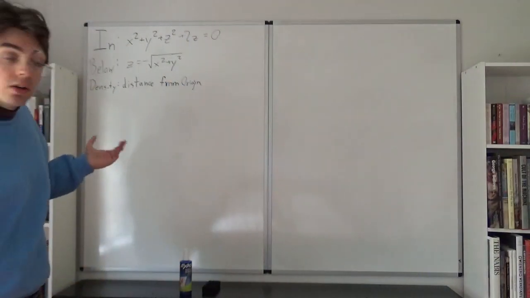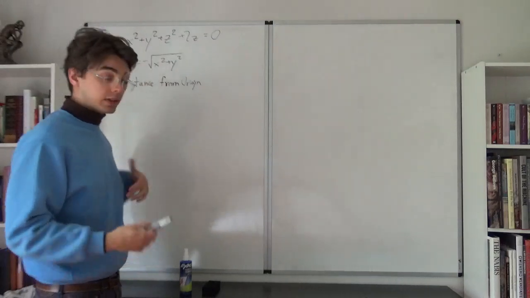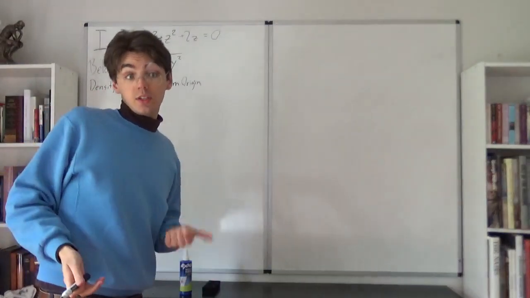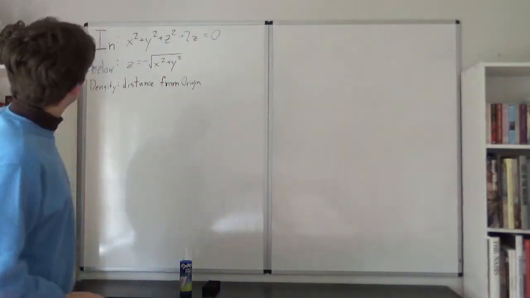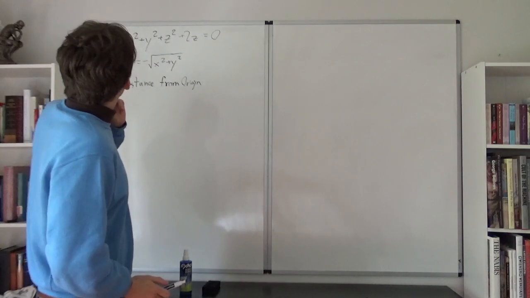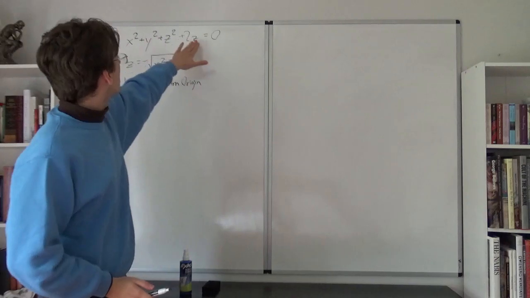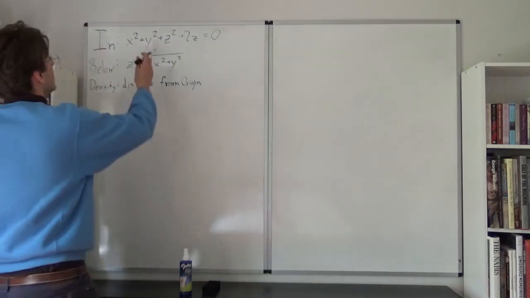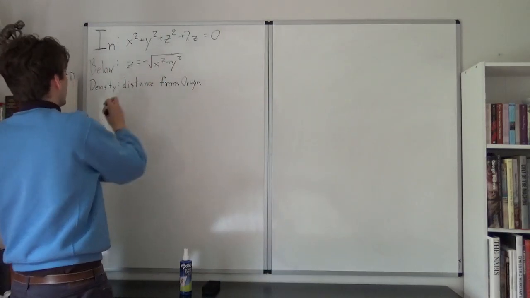Now why do I use spherical? Because hey, look, a sphere and a cone. That's what spherical is built for, spheres and cones, alright? So let's start converting. Let's convert this part right here. Now, how do I convert this?